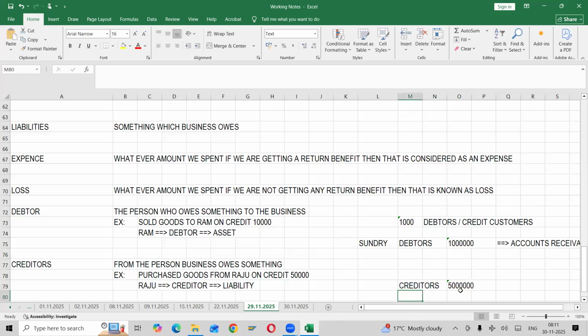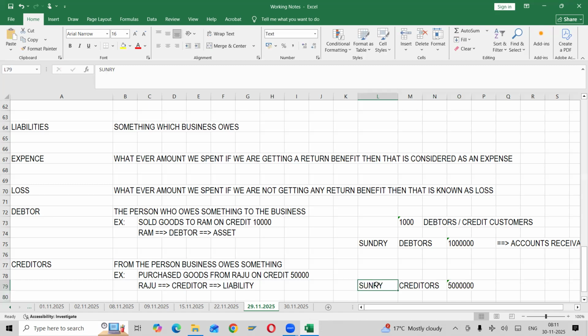Okay, 50 lakhs. So do I need to pay one creditor or a number of creditors here? Number of creditors. No, I said only creditors. Only one, if I prefix with sundry. Group of creditors. Clear? Sundry is nothing but a group.